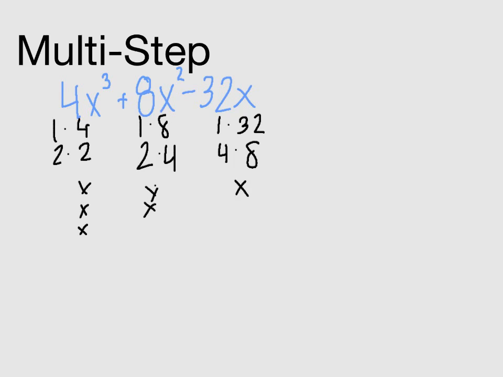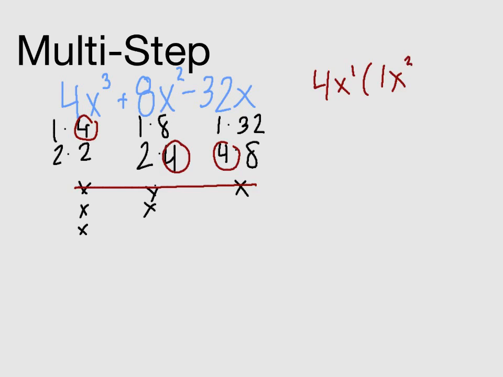Now the biggest number that they all have in common is 4. So that will be factored out. And I can cross off one line of x's. I'm going to write down what I have left: 1x squared plus 2x minus 8.